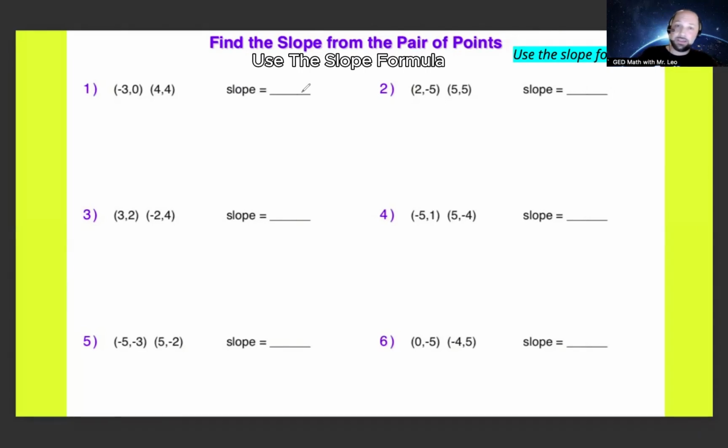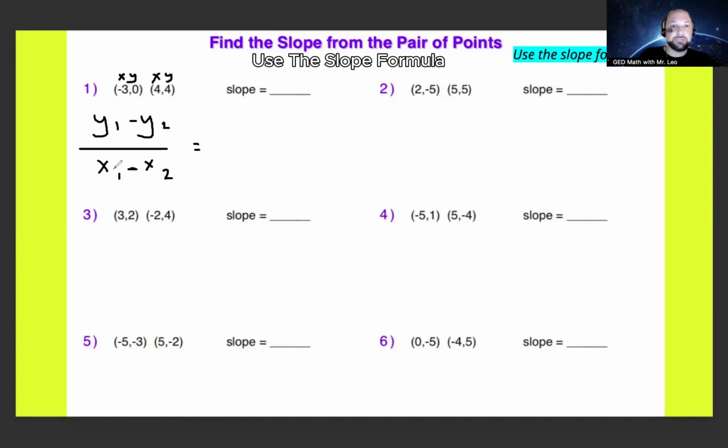Okay, step 1, always write the raw original formula. Don't start plugging in numbers. It's too easy to make mistakes. Here's the formula. y1 minus y2 over x1 minus x2. Okay, it could have been 2 and then 1. It doesn't really matter. Now, let's plug in what we know. I like to always label these xy, xy.